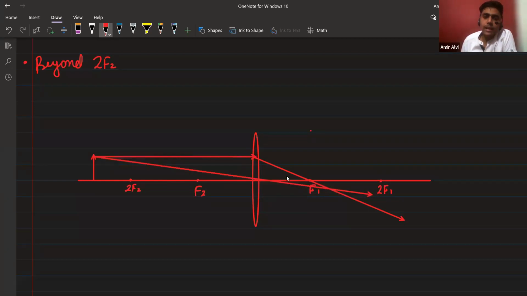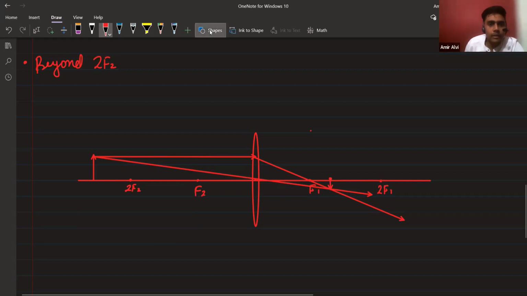Now you can see that there is an intersection point of these two rays. Yes or no? So this intersection point is your image formation point. Now you can see that the image is formed between F and 2F. Clear? Any doubt? Very good.